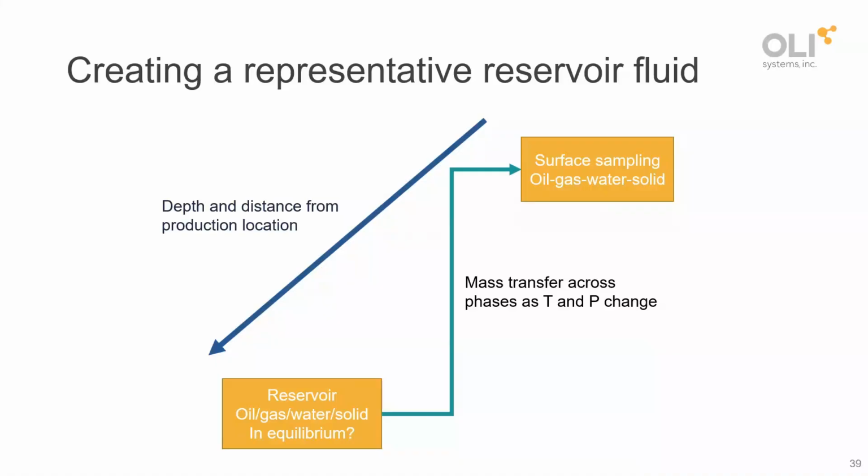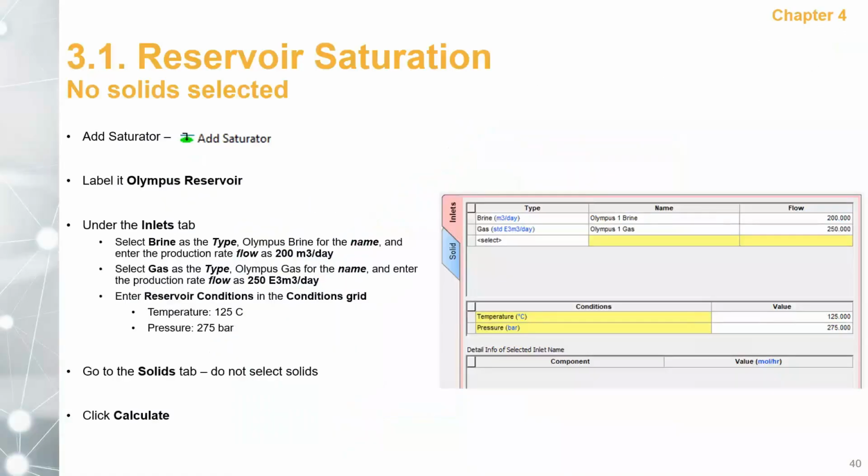How do we do that? We simply bring the brine and the gas, and with those amounts, we are going to create an object in the software. It's going to be a saturator, where we are going to equilibrate brine, gas, and the respective solids in the reservoir. We do that using the saturator tool in the software.